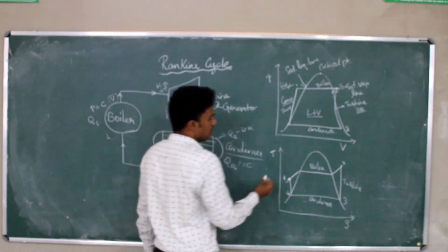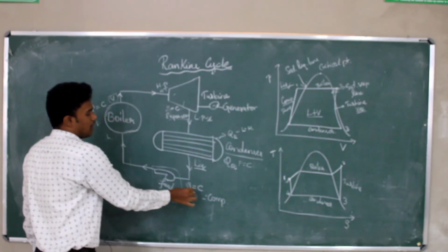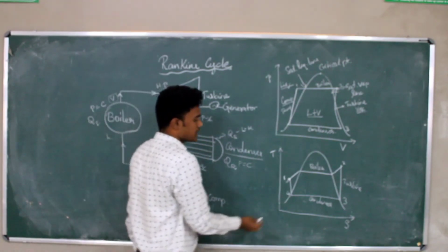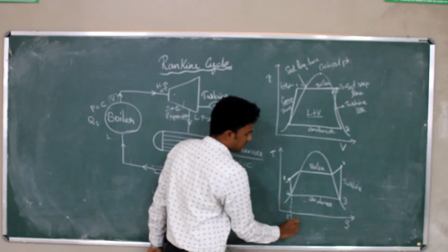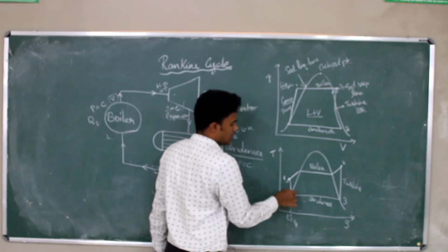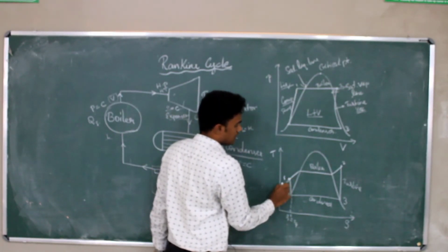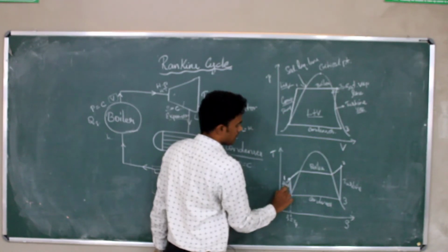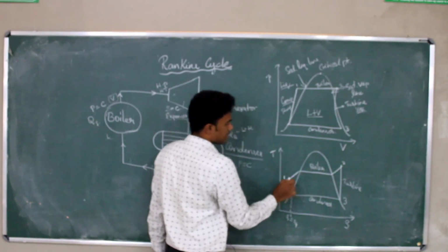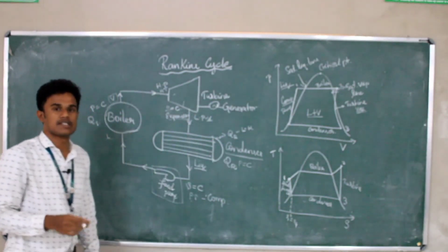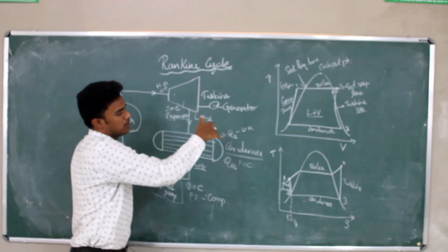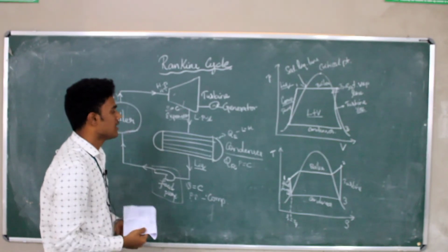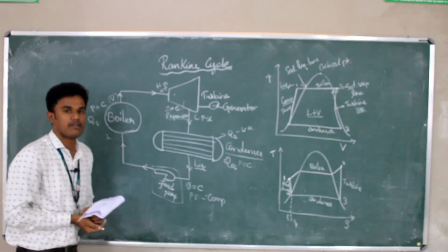Then in the final stage, it is the isentropic compression. Isentropic means constant entropy, so S1 is equal to S4. This is the process occurring in the feed pump. Okay. So these are all the various processes occurring in the Rankine cycle. We have plotted both the PV and TS diagrams. Okay. So I hope you have understood this.